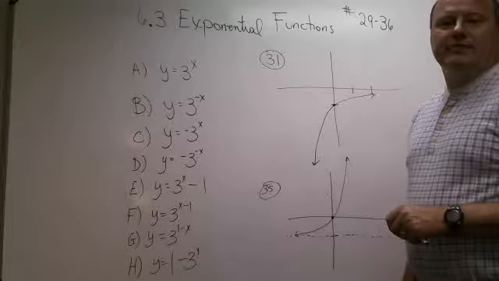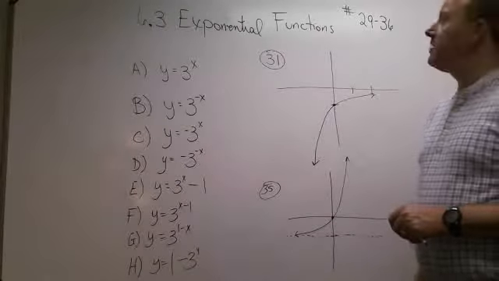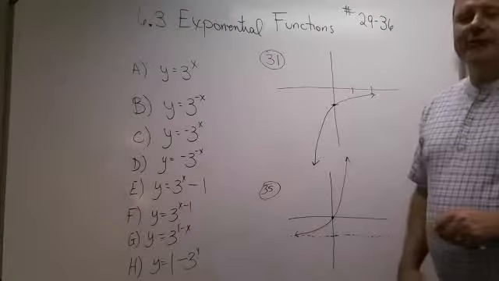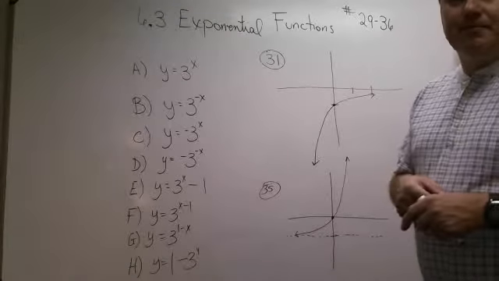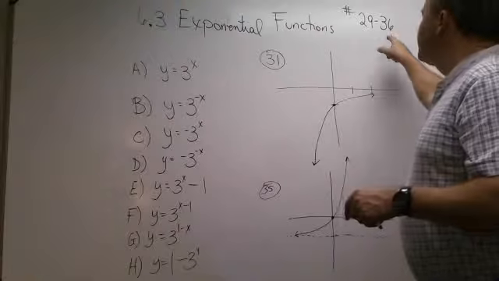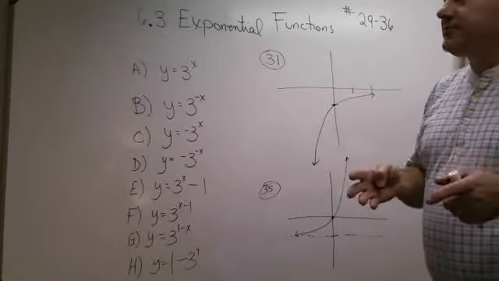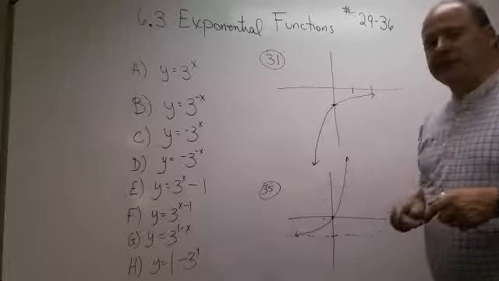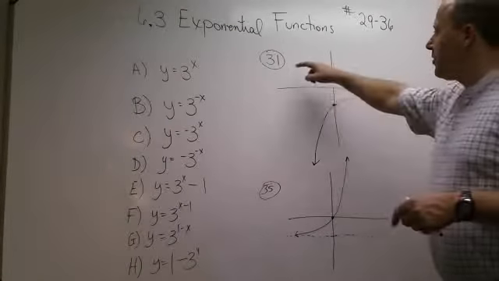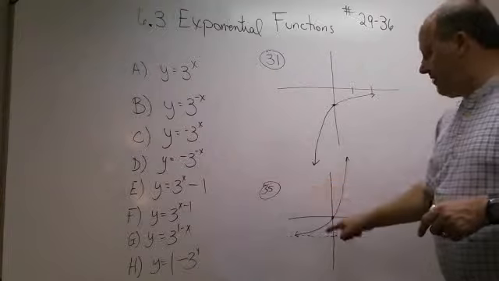Hello, I have another question from 6.3 exponential functions. This is actually a matching type of problem. Problems 29 to 36 give you basically different graphs, and 31 and 35 I've demonstrated here. So this would be the graph of 31 that's in the book and 35 in the book.